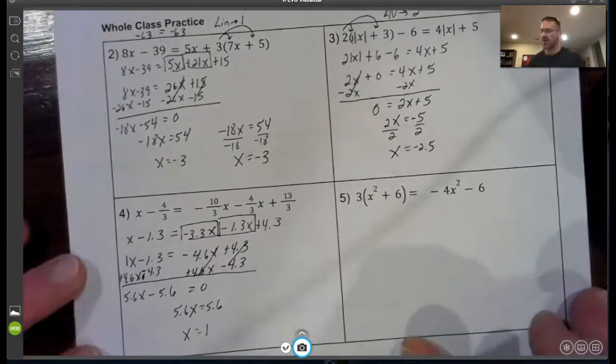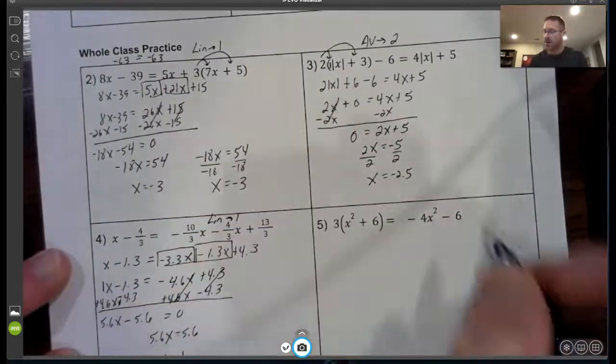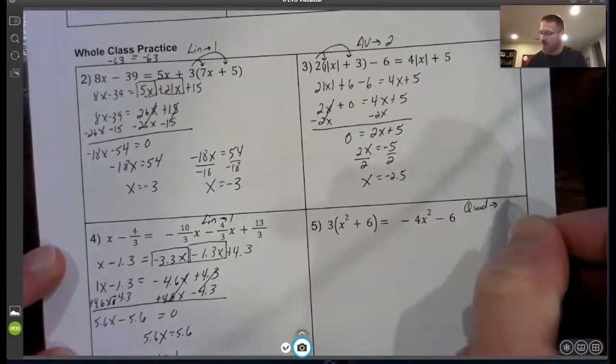All right, let's check out number 5 here. And I should have said this again, I get excited. Linear, and that was 1. This is a quadratic, right? And we're looking for 2.